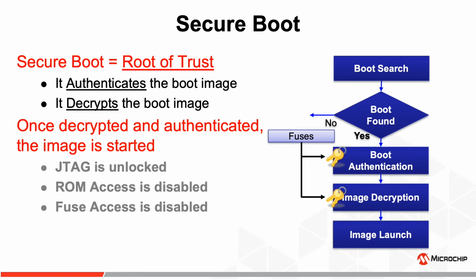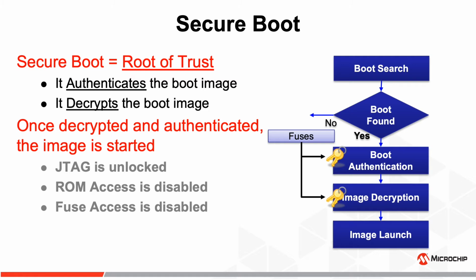Other resources used by the boot ROM are the key fuses, secured internal memory, HMAC, CMAC, hashing, AES decryption, and non-volatile memory, where the encrypted bootstrap and application reside. Once a valid boot image is detected by the boot ROM, the JTAG port is locked, ROM access is disabled, and the fuse access is disabled.